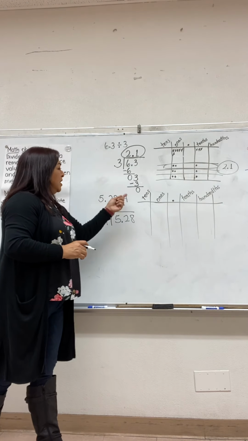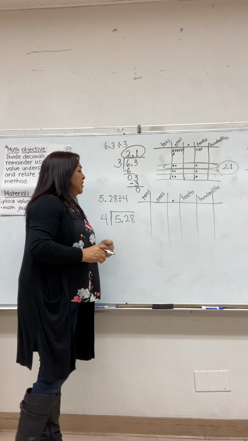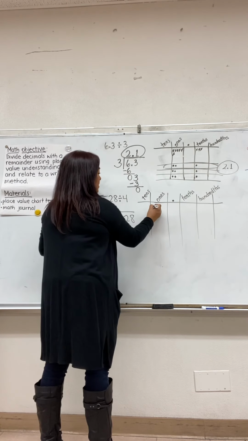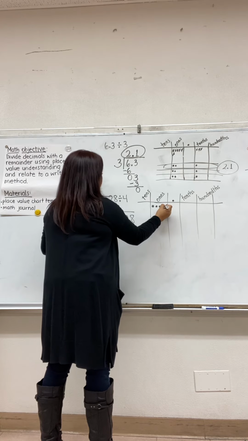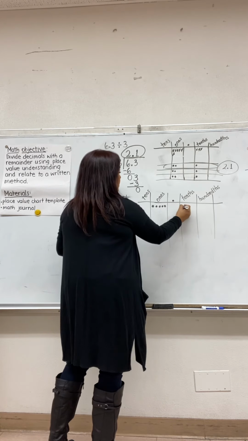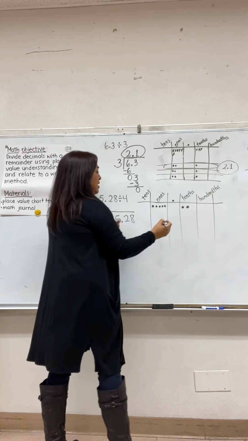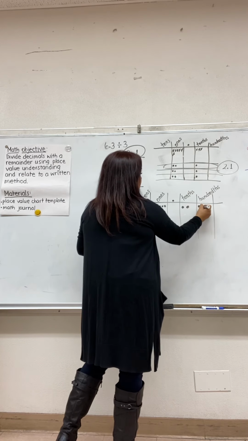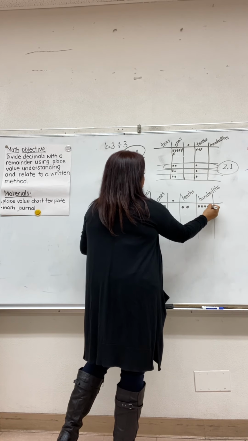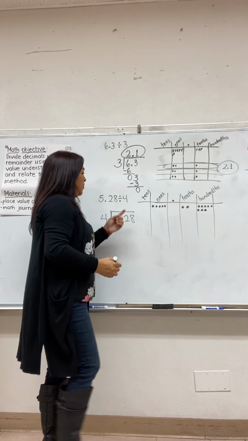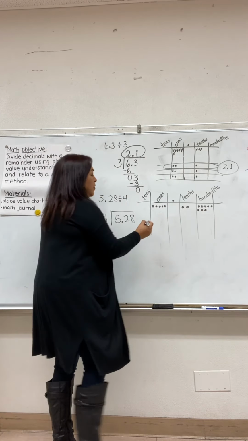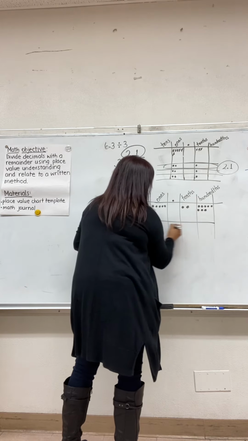Let's place our number in the place value chart. 5 ones, 2 tenths, and 8 hundredths. 1, 2, 3, 4, 5, 6, 7, 8. Then we're gonna represent our equal groups, drawing lines on the place value chart.